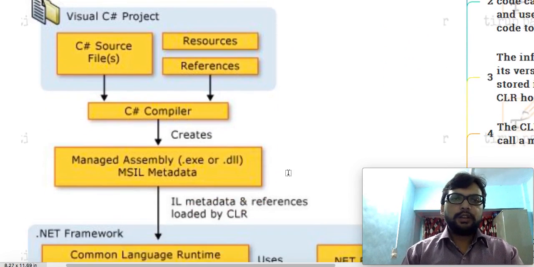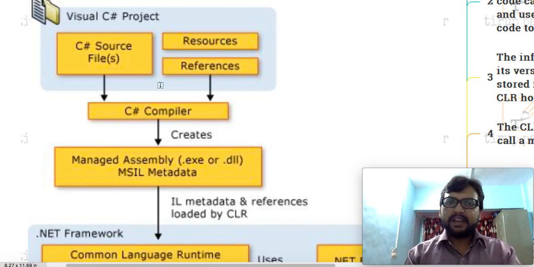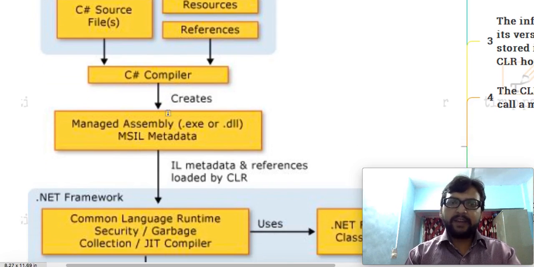So once we create, as you can see, the common language runtime: first we create a C# project. With the C# project, there are many resources and references of code already provided by the .NET framework. So as you can see, resources and references. Now this project goes to the compiler. Once it's compiled, it basically creates a DLL, dynamic link library.